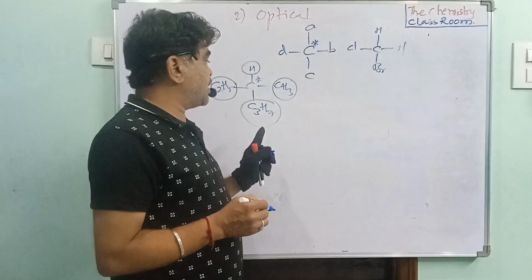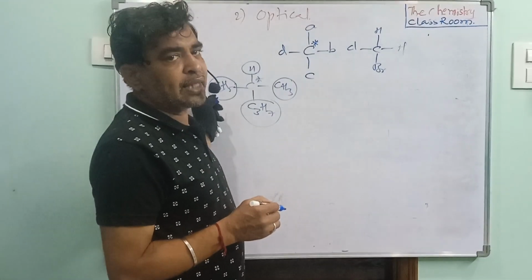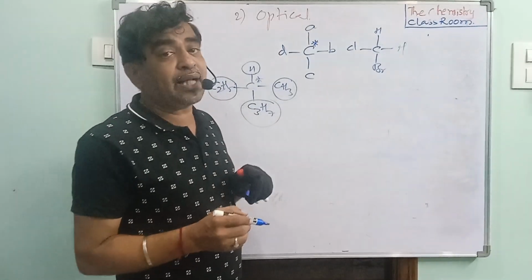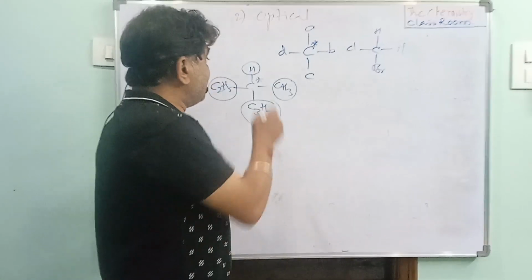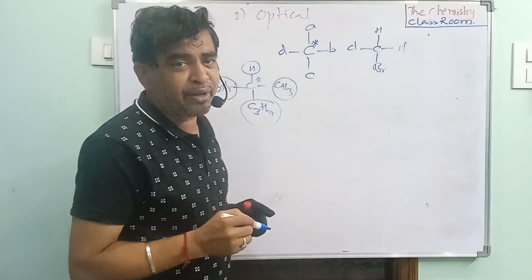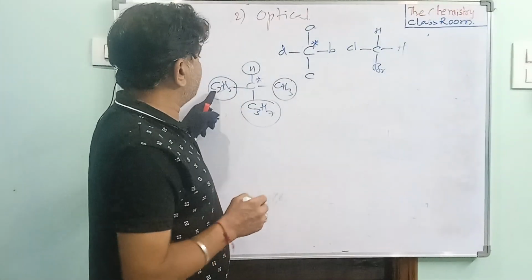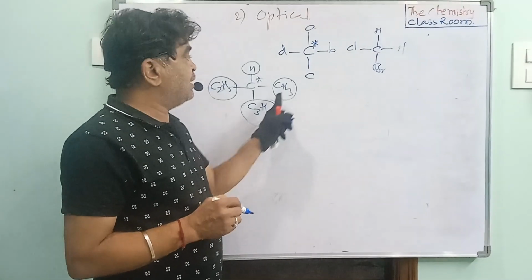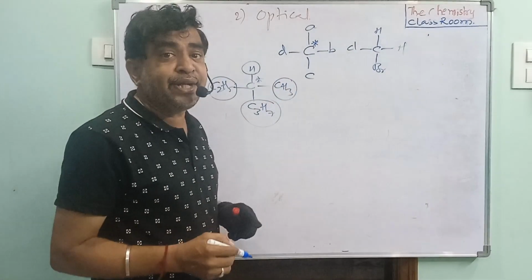What is the name of this compound? Here the numbering is 3, 4, 5, 6, so it is a hexane compound. At the third position you have the methyl, so it is 3-methylhexane. In 3-methylhexane, you identify only one chiral carbon, at the third position. The other carbons are not chiral because they have identical groups.